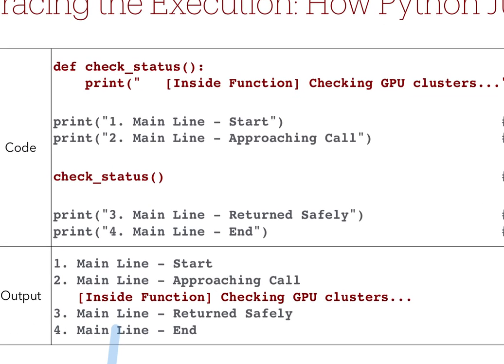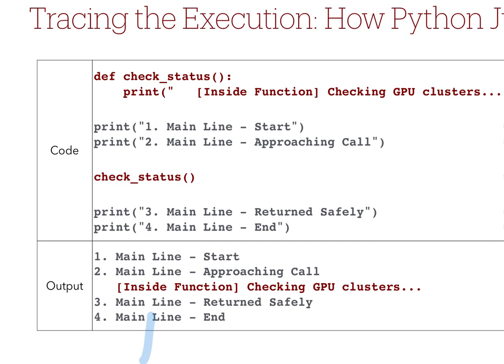So when I have this code, my code first defines this function check status. And then the Python interpreter will check the grammar of that definition. And if the grammar is fine, my Python interpreter will execute this print so that this number one output is generated on the display. And then Python interpreter will execute next print so that number 2 statement is displayed.